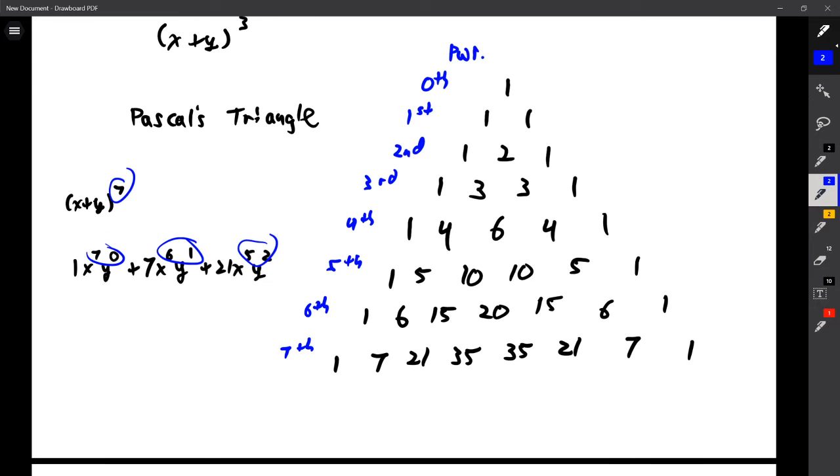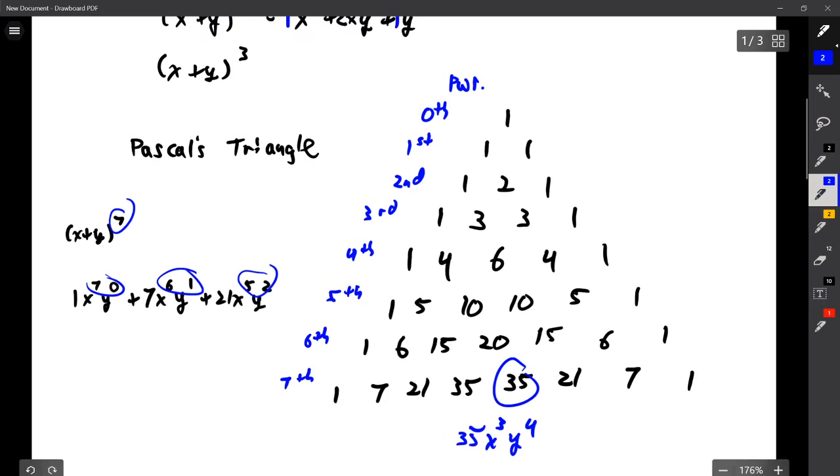So we could say that like this one right here would be 35. Well, if we start with y to the 0th, then 1, 2, 3, 4, y to the 4th. And because the sum of the exponents needs to be 7 here, this would be x cubed y to the 4th. Okay? So that's using Pascal's triangle.